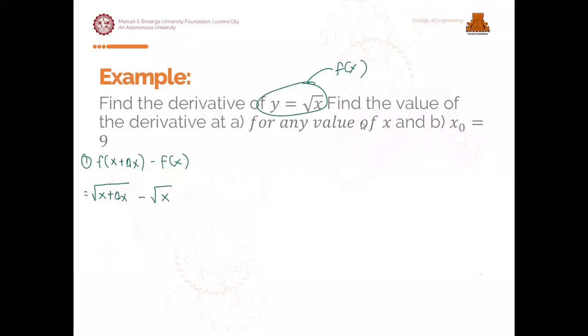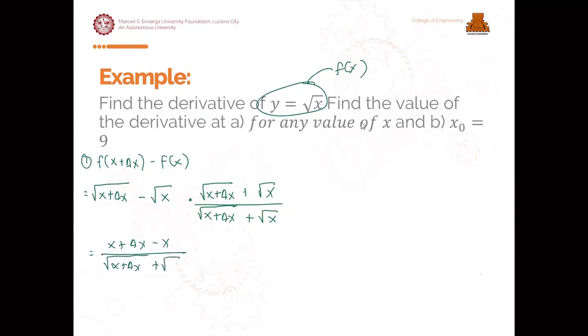Then para ma-simplify natin to sa radical, so pwede tayong kunin natin yung conjugate niya. Okay? Yung conjugate nitong given radical natin is square root of x plus delta x plus square root of x all over square root of x plus delta x plus square root of x. Okay? So pag minultiply natin yan, ang mangyayari sa atin is mawawala yung radical. So x plus delta x minus x all over square root of x plus delta x plus square root of x or delta x all over square root of x plus delta x plus square root of x. Okay? So yun yung sagot natin sa first one.